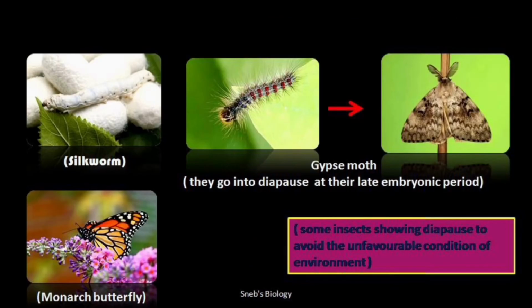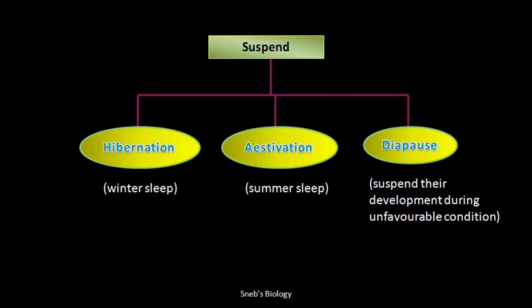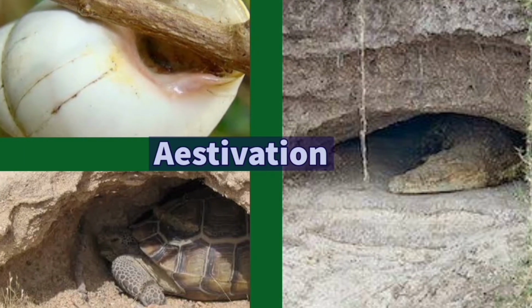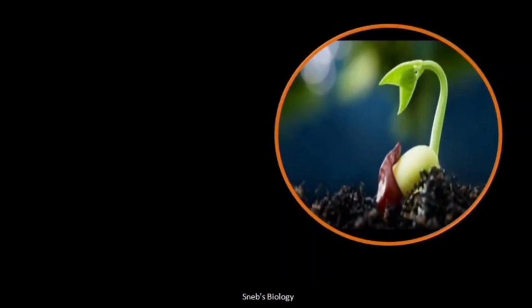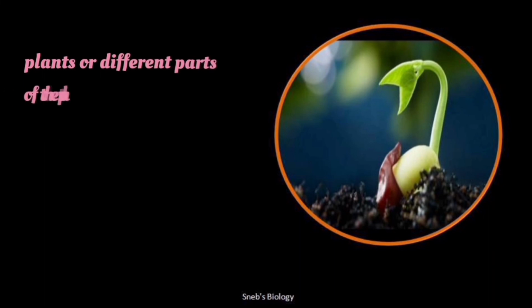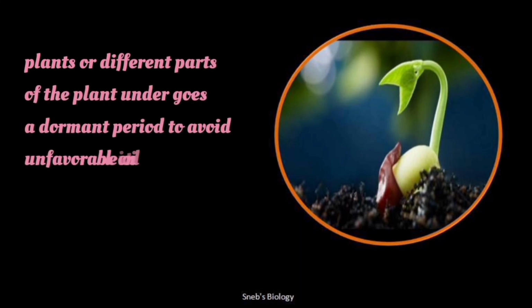So the stage in which they go into diapause, it is the same stage of development when they come out. Whereas in case of hibernation and estivation, what happens is the development is taking place, metabolic activities are taking place, but they are at a bare minimum, so that the animal is able to survive with whatever reserve materials they have. Clear? In case of plants, different parts of the plants undergo dormancy to avoid unfavorable conditions of the environment. Their metabolic activity ceases for a period of time.